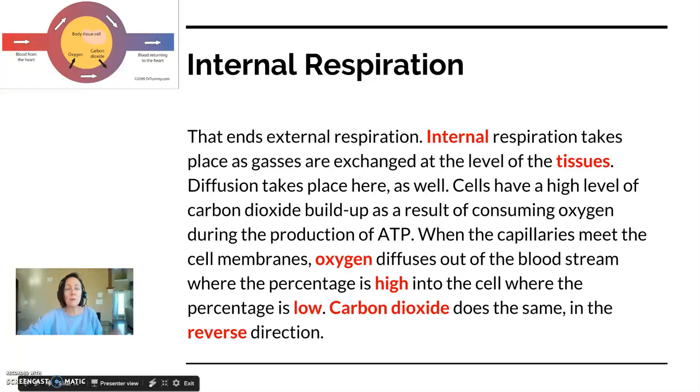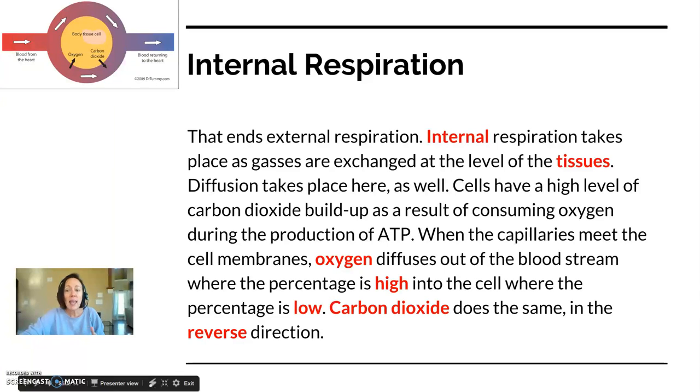So external, remember, is taking the external air, the atmospheric air that we have surrounding us, and bringing that into our lungs. Now we're going to talk about the internal respiration, and that's internally at the cellular level or at the tissues. It takes place as the gases are exchanged at the level of the tissues. So it's diffusion here as well. The same thing, movement from high concentration to low concentration.